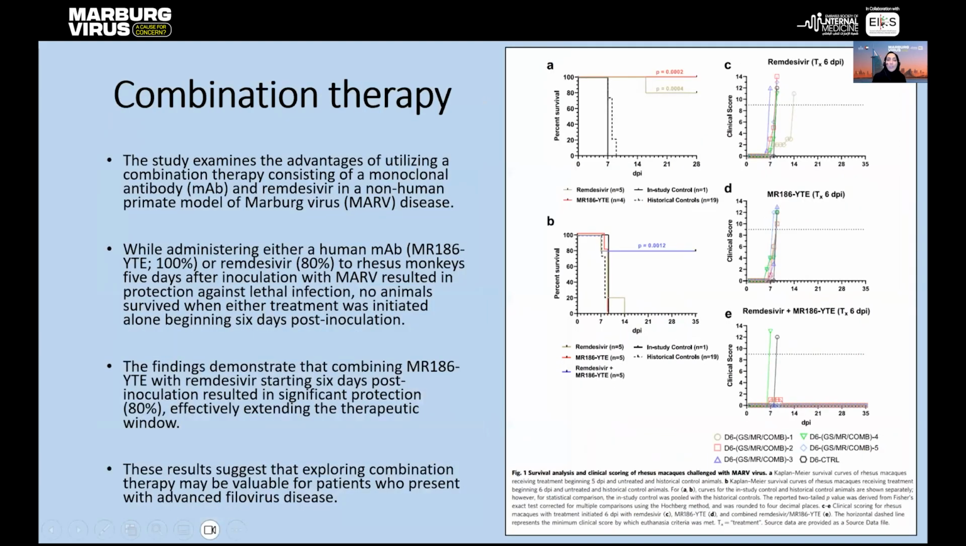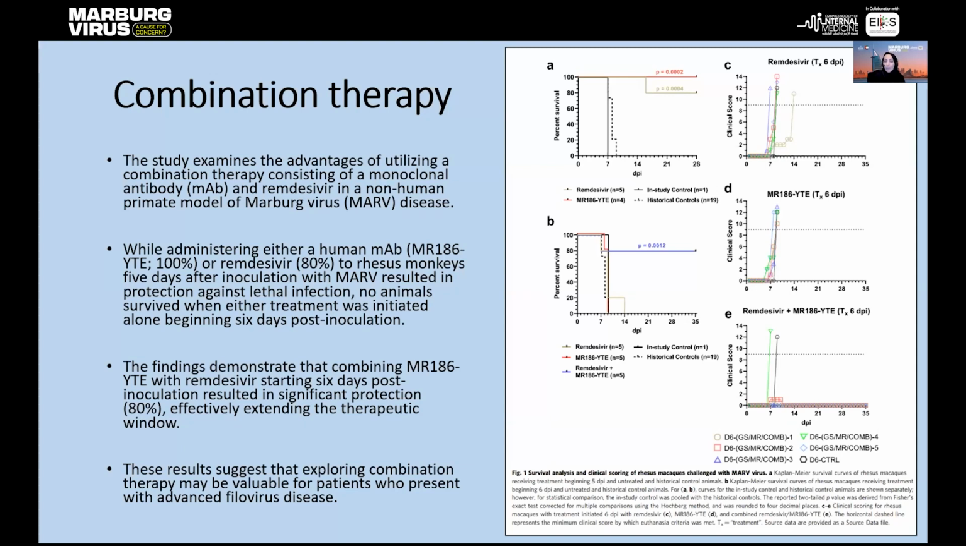What about combination therapy? A researcher examined the advantage of utilizing a combination therapy, which consists of monoclonal antibodies and remdesivir in a non-human animal model. While administering either human monoclonal antibodies or remdesivir to the monkeys 5 days after inoculation resulted in protection against the lethal infection, no animal survived when either treatment was initiated on day 6 or after that.